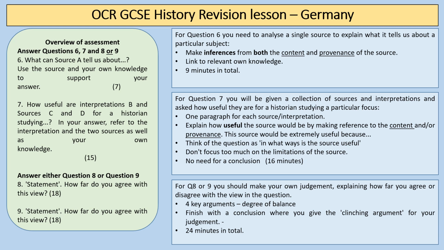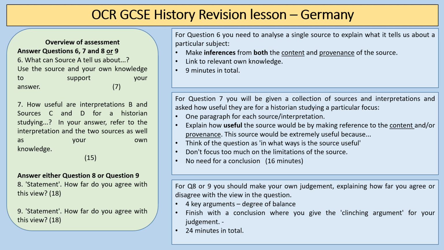Okay, so for the Germany exam, you're going to be answering 3 questions, question 6, question 7, and then you've got a choice between question 8 or 9. So in a nutshell, question 6 is worth 7 marks. It's what can source A tell us about something, and you use the source and your own knowledge to support your answer.